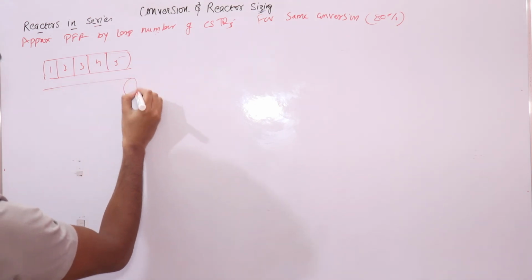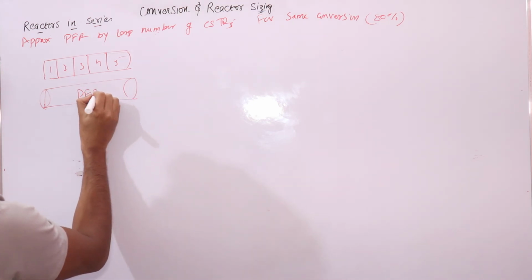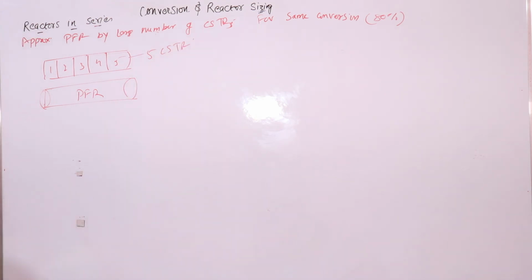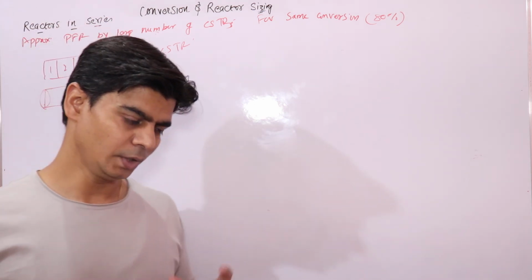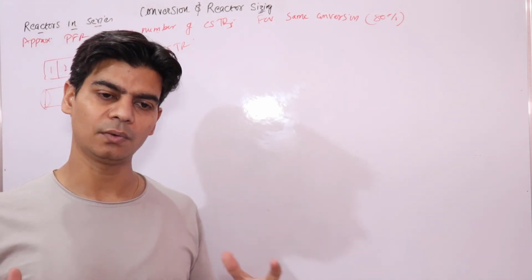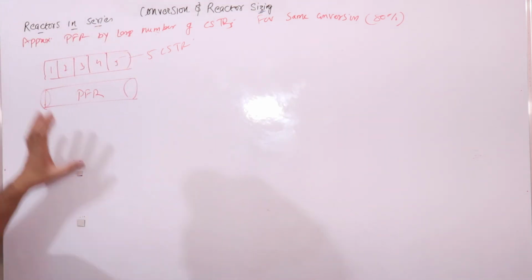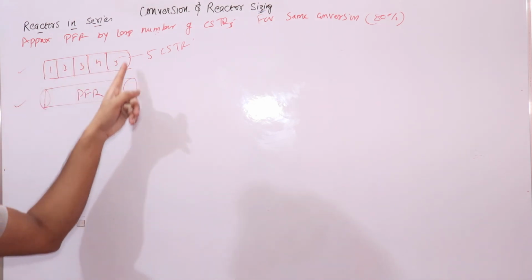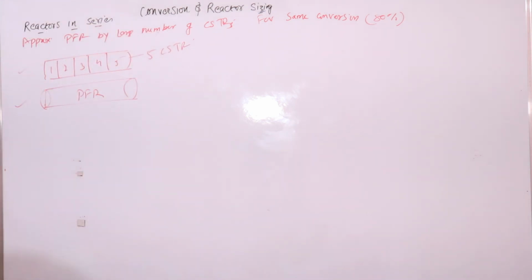Or else you take one plug flow reactor, or 5 CSTR reactors. Whatever the volume of these 5 CSTR reactors, if you take one big plug flow reactor of that volume, you will achieve the same conversion. So both these designs, either one PFR or 5 CSTR in series, will achieve the same conversion. This is what we should know.